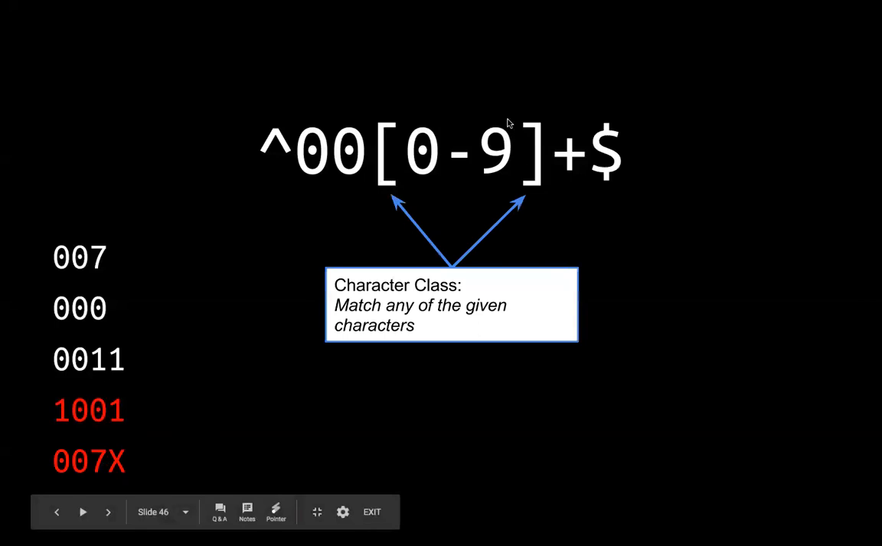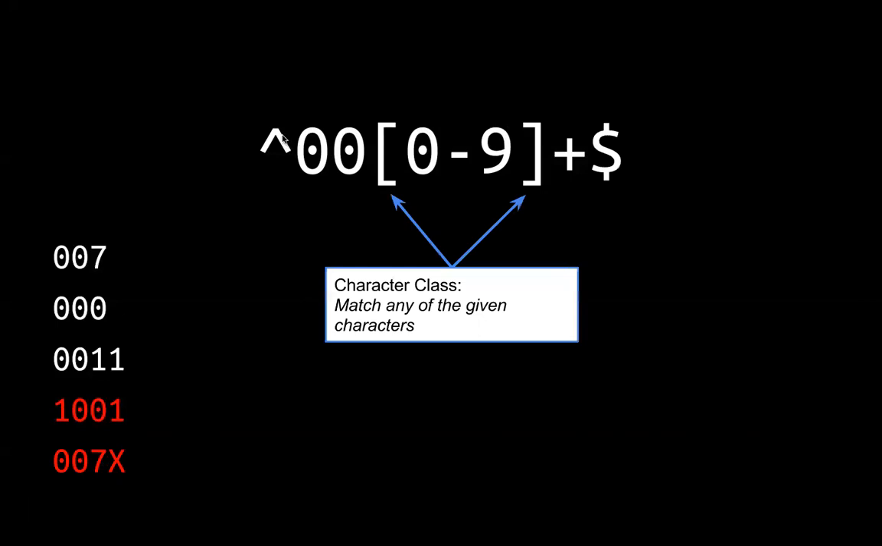So this bracket part here. The zeros should be obvious: the start of the string and then 2 zeros. So we're matching a string that starts with 2 zeros. And then we have these brackets and then 0-9 in the middle of them. That is a character class.